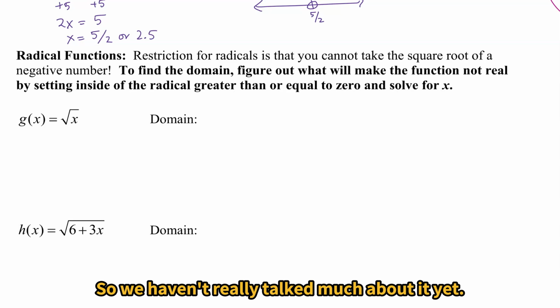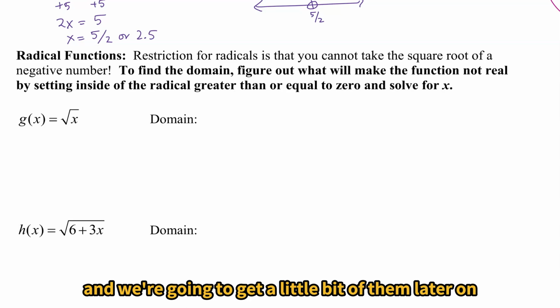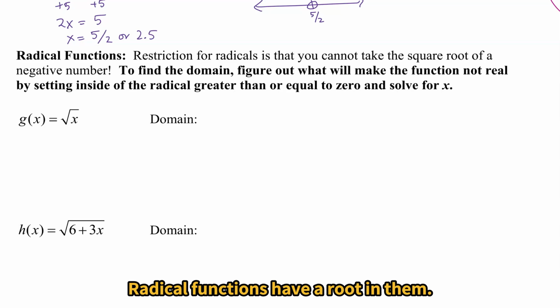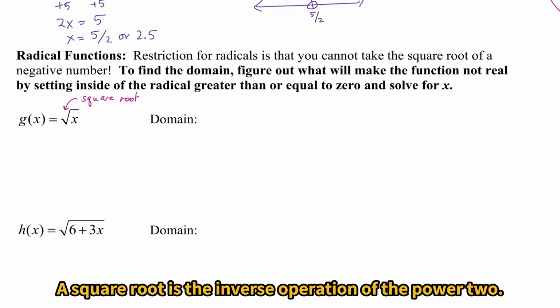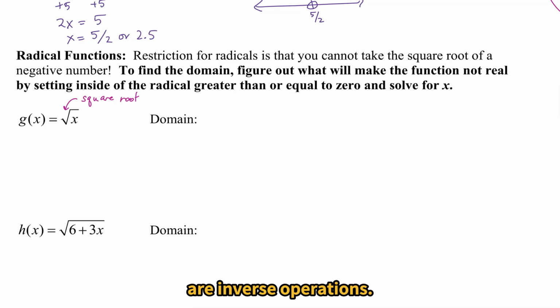So we haven't really talked much about it yet, but we can talk about domains for these functions, and we're going to get a little bit of them later on in this chapter, talking about the different families of functions. Radical functions have a root in them, and here we have square roots. And a square root is the inverse operation of the power 2. So x squared and the square root of x are inverse operations. They undo each other's operation.